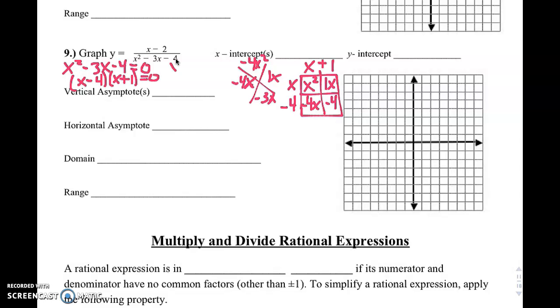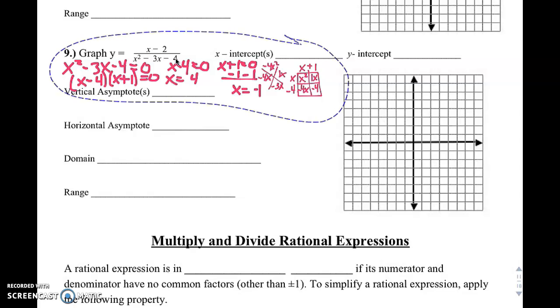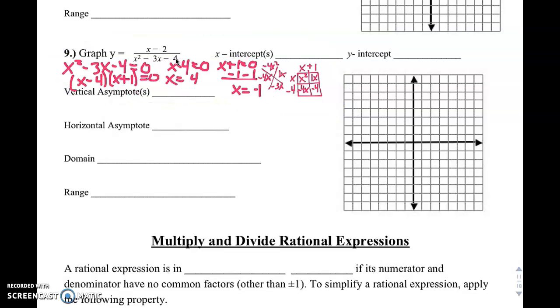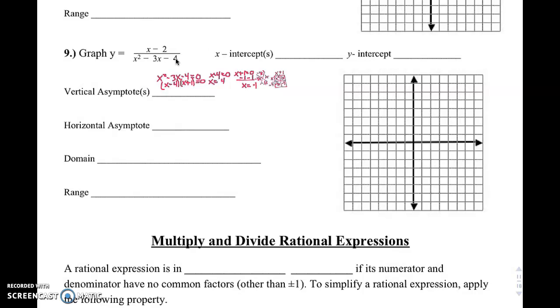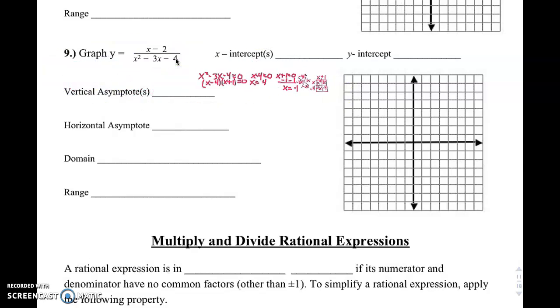So then we use the zero product property to set each one of those equal to 0 to solve. If x minus 4 equals 0, we get x equals 4. I need some more room, so I'm going to shrink this down a little. Then if I set the other one equal to 0, so if x plus 1 equals 0, I solve, I get x equals negative 1. So all of that work was to find my vertical asymptotes, because remember, to find those, we set the denominator equal to 0 and solve, because it's caused by dividing by 0.